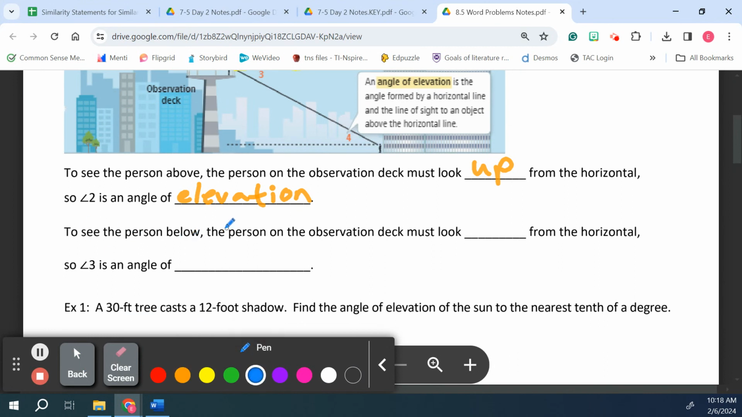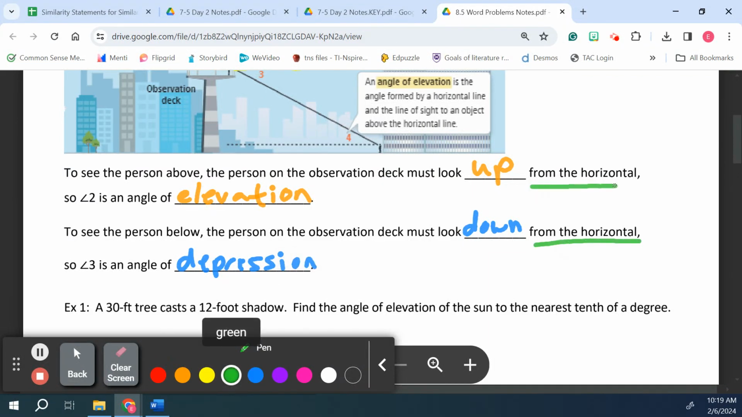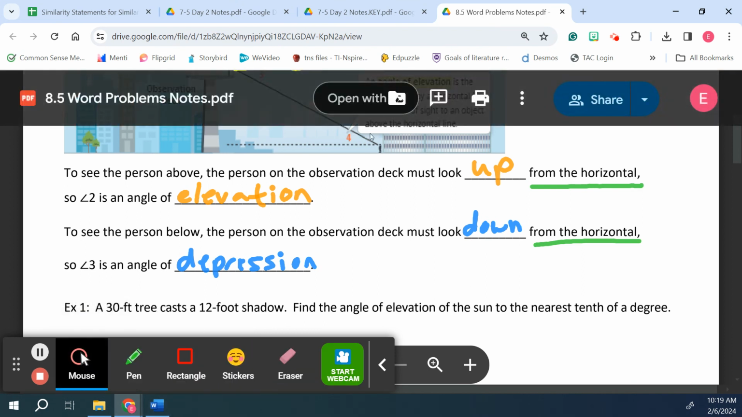To see the person below, the person on the observation deck must look down from the horizontal. So angle 3 is an angle of depression. Keywords here: from the horizontal. So they're talking about how you have to have that horizontal line, okay? Questions on this?